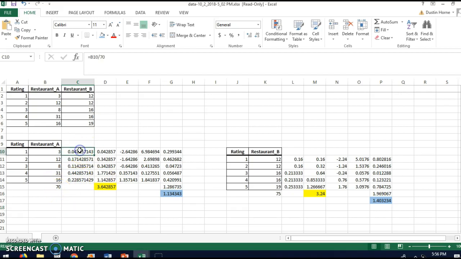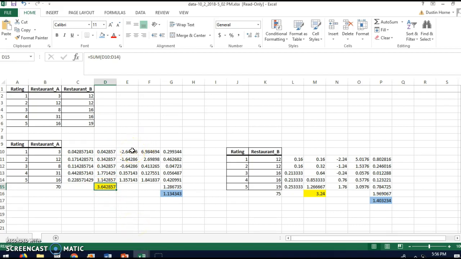Now that we have the probability, we take the rating number and times it by the probability. And then the second rating times the probability, third rating times the probability. And then once you get all those numbers, you add them up to get the mean.